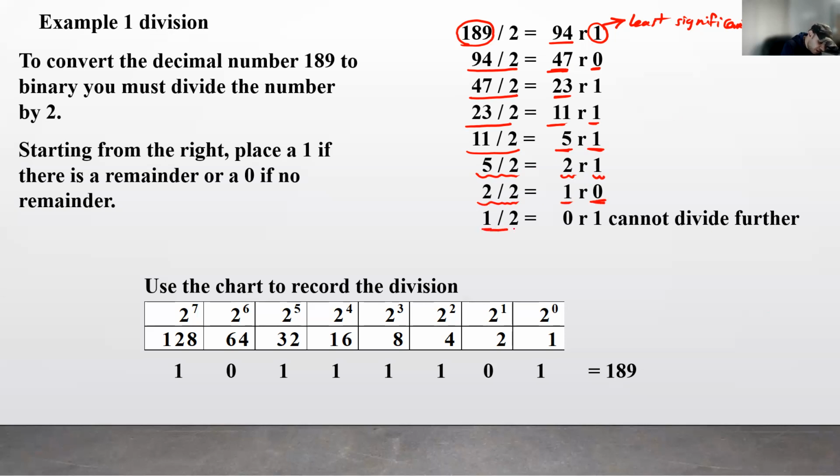We take the 1 and divide by 2. 1 divided by 2, it's not greater and not equal. It's less than 2 basically. So the result is 0, and the whole number, which is 1, is a remainder. And actually, this is again part of the final conversion, but it will be the most significant bit.